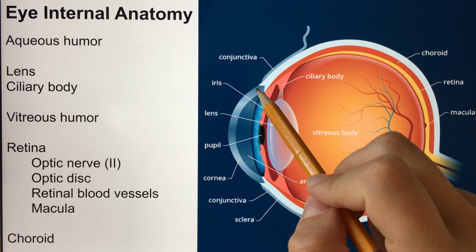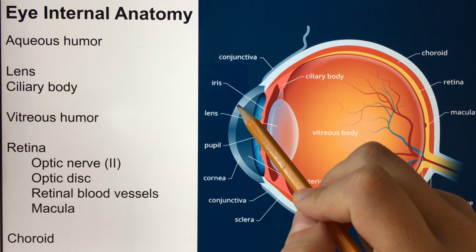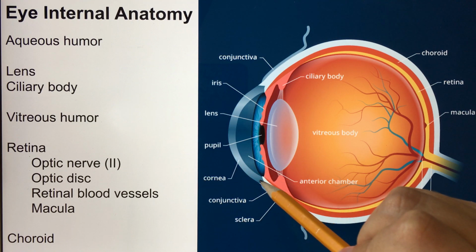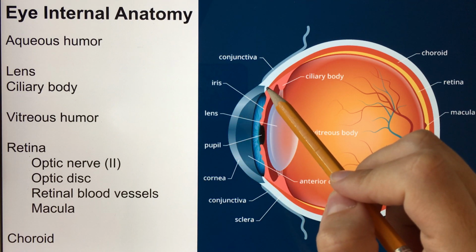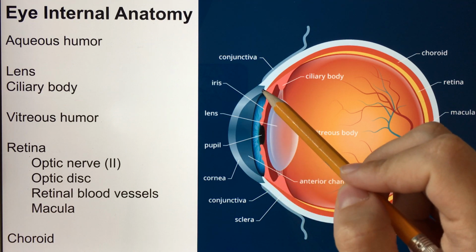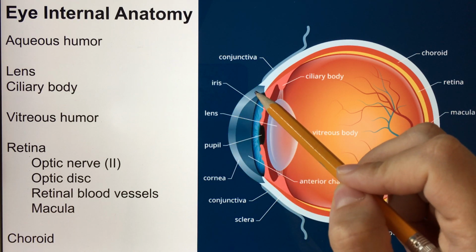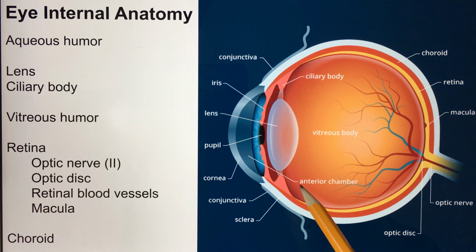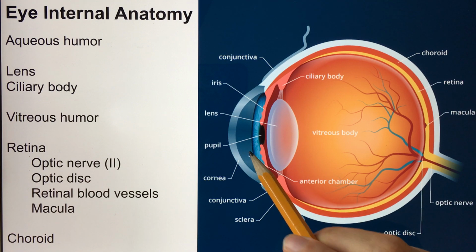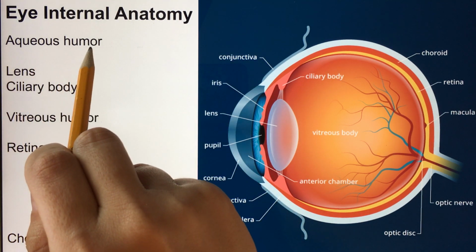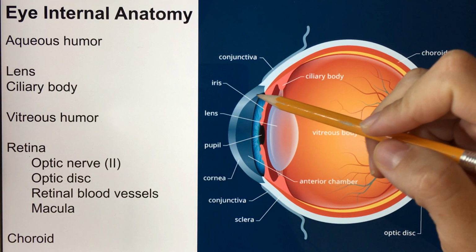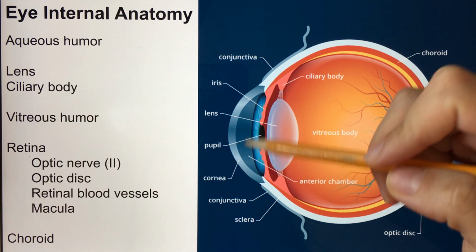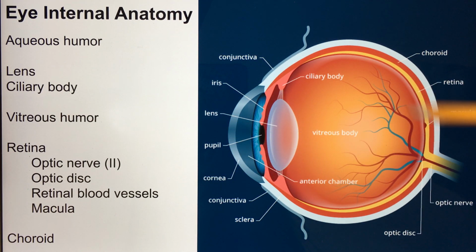And in the front, sclera becomes transparent, and this is where it's called the cornea. This is the part of the eye that covers the iris and the pupil like a dome-shaped structure. Behind the cornea, there's a space called the anterior chamber. This space is filled with a liquid called aqueous humor, and it provides sort of an additional lens in addition to the cornea to help focus the light on the retina.